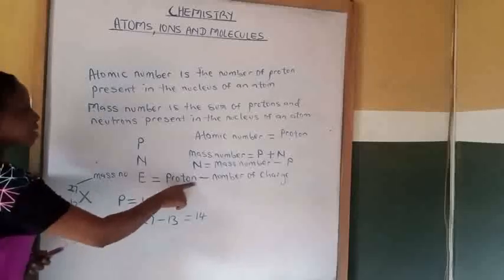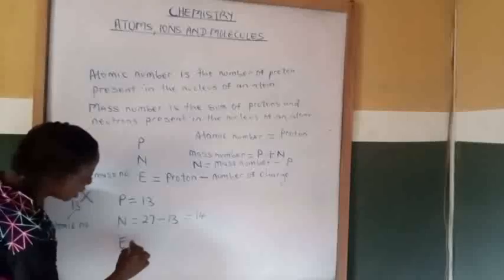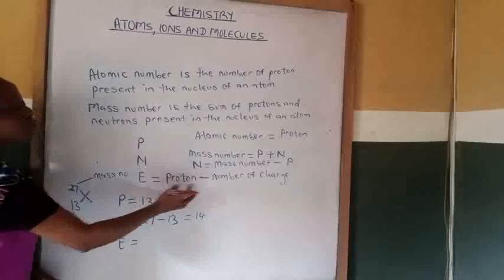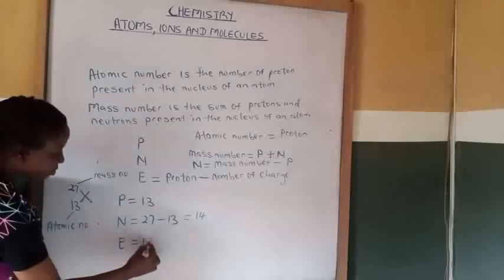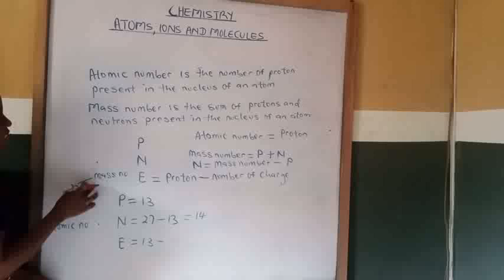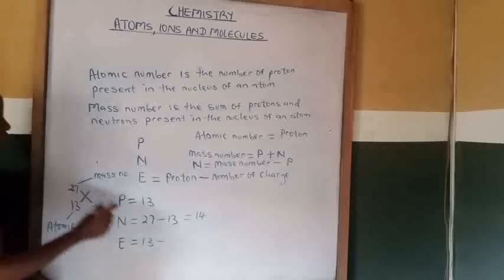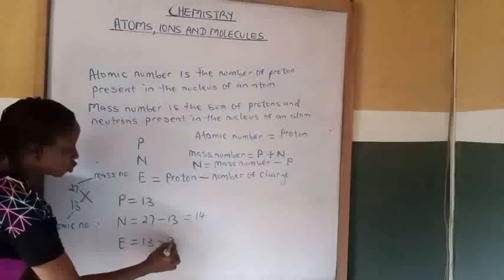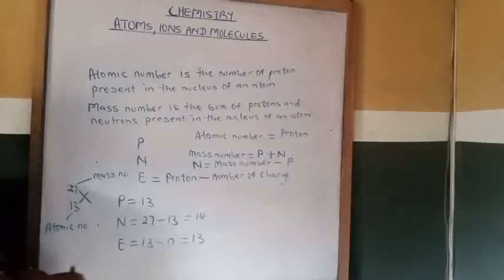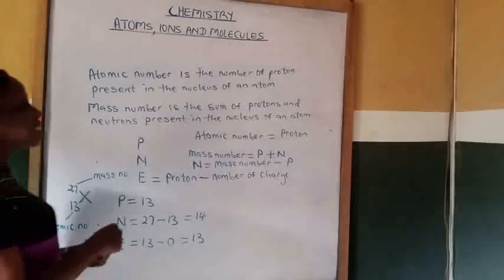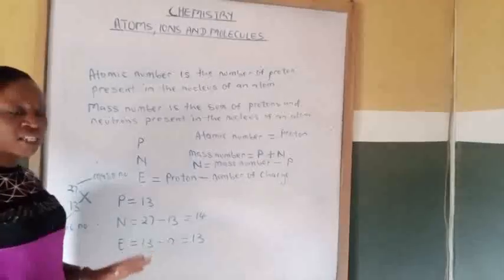Now, to calculate the number of electron, electron equal to proton minus the number of charge. What is the number of proton? That is 13. Then minus, is there charge on this element X? No, it has no charge. So it is neutral, that is, it is equal to 0. So 13 minus 0 will give us 13. So the number of electron equal to 13. So that is how to calculate the number of proton, neutron, and electron.